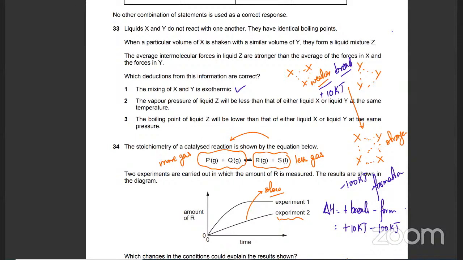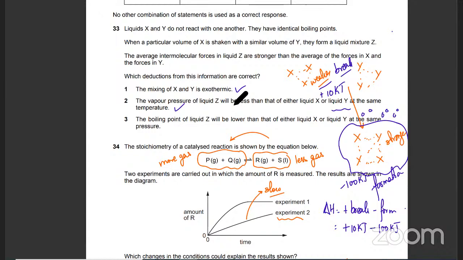Yes, sir. Okay, so vapor pressure will be less than that of either liquid X or Y. That is also true. Vapor pressure is no longer in your course. But when you have X and Y mixed together, they've already stated that the attractive forces are stronger. If the attractive forces are stronger, less vapor would be formed. It's not going to form vapor easily. Is that clear? If you have less vapor, the pressure exerted by that vapor would also be less. So it will be less.